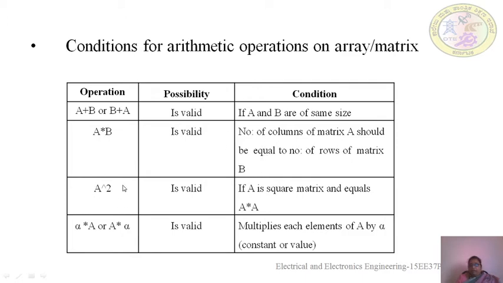For the power function to be performed, the matrix A should be a square matrix, and A squared equals A into A. Square matrix means again the number of rows and the number of columns must be equal. Only then it is possible. That means it should be a square matrix.